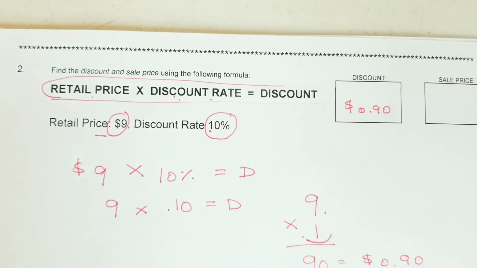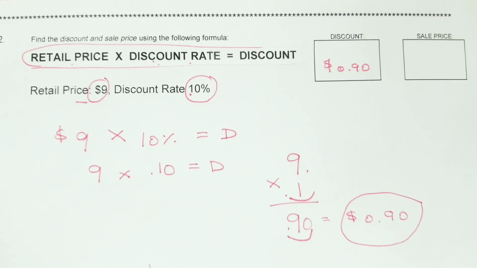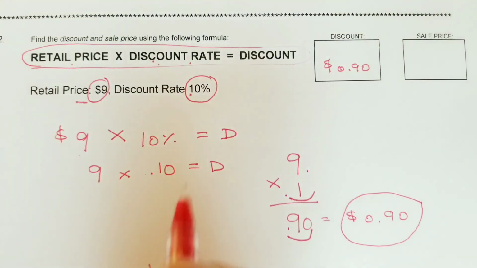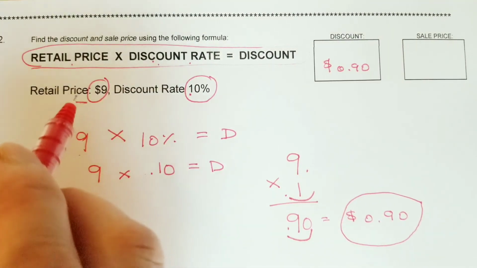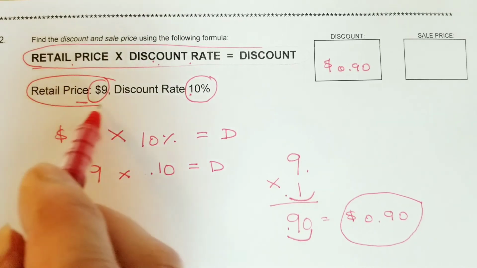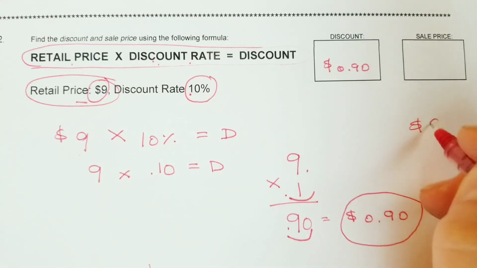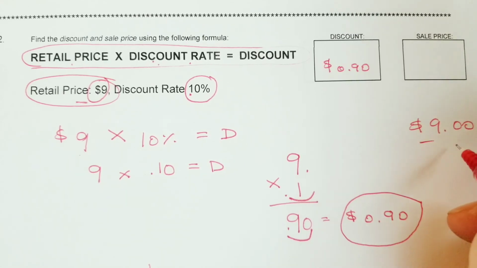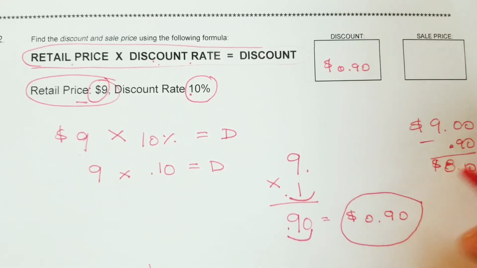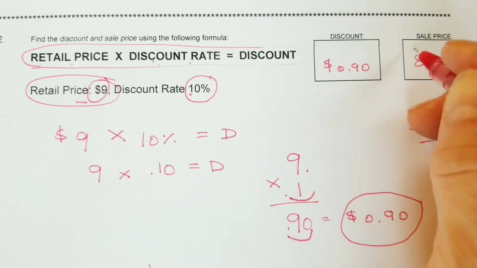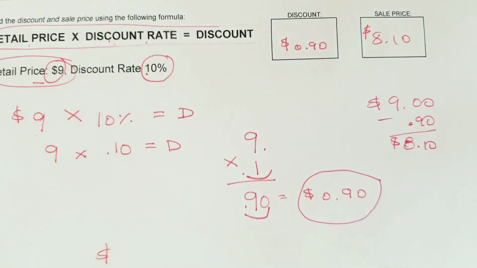And then our sale price, we're going to subtract our discount because we're going to get that nice discount off of our sale price. And our retail price is $9. So if you have to pay $9 and you subtract 90 cents from that, you're going to pay $8.10. So that is our sale price.